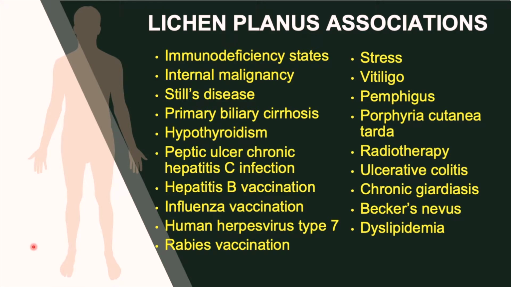Lichen planus is usually associated with many diseases, and some of those are viral, especially hepatitis C, which is commonly tested on the boards, some vaccinations like influenza, and some other autoimmune diseases.